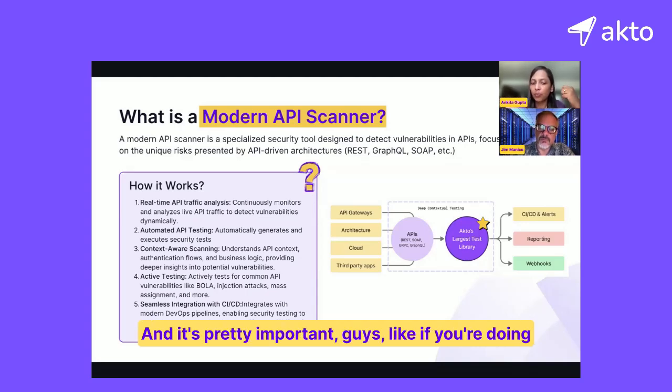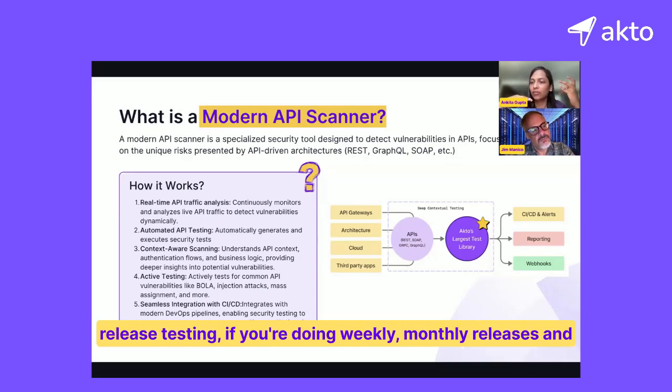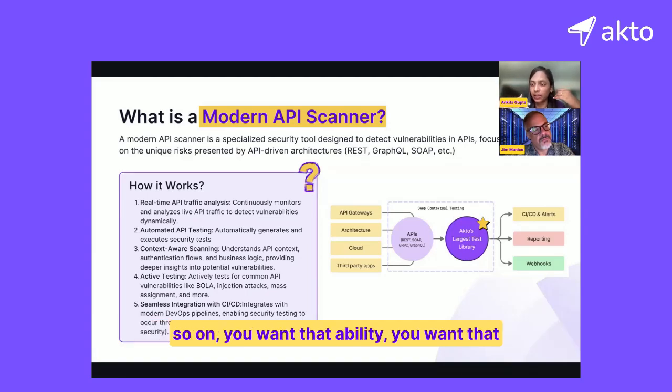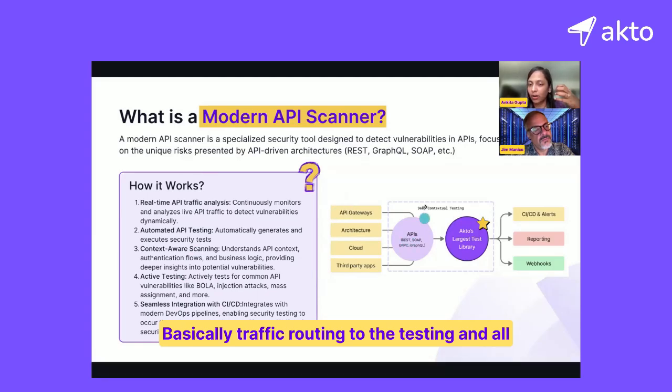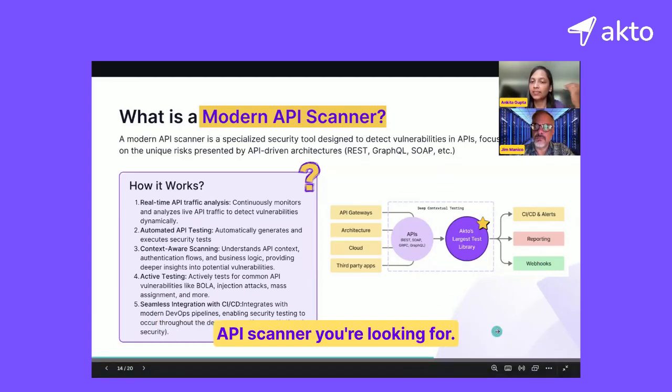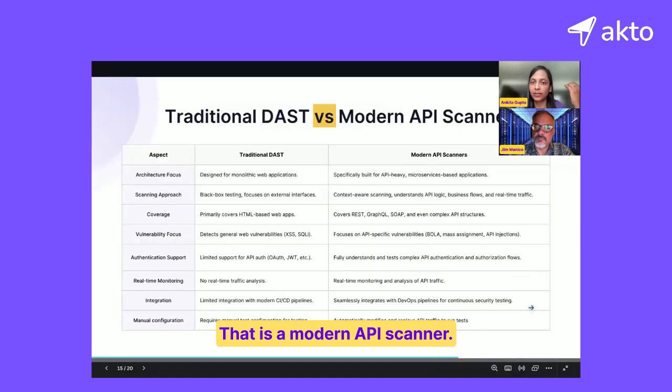And it's pretty important, guys. If you're doing release testing, weekly or monthly releases and so on, you want that ability to integrate your scanners in the CI/CD pipeline, and you want to look for this kind of capability in your API scanner. So that's a modern API scanner. Basically traffic routing to the testing, all APIs getting discovered, and all the alerts and the integrations happening in the CI/CD pipeline. That is the kind of modern API scanner you're looking for.